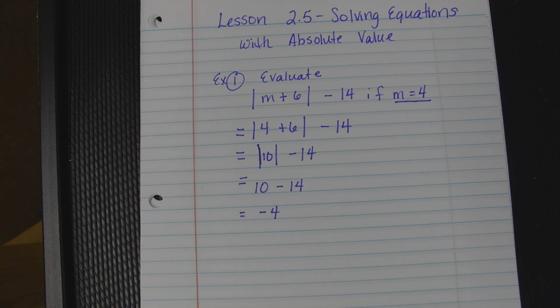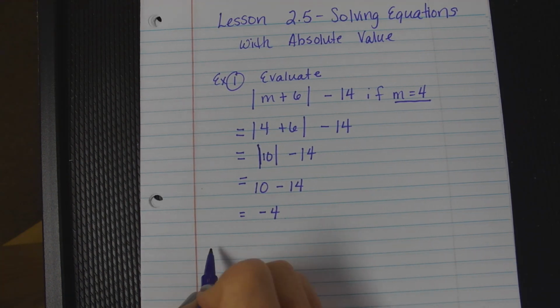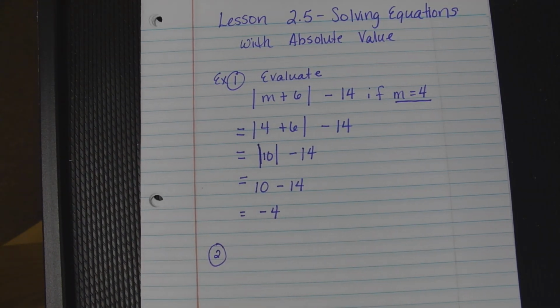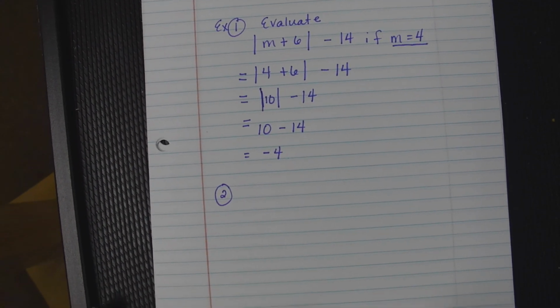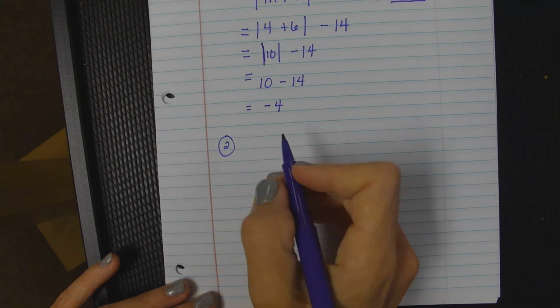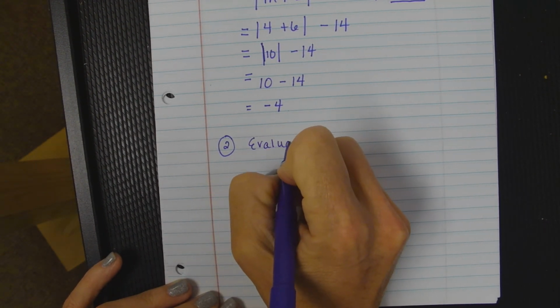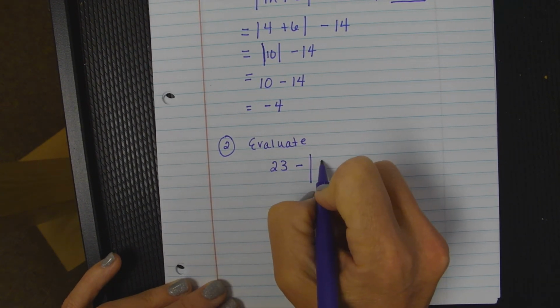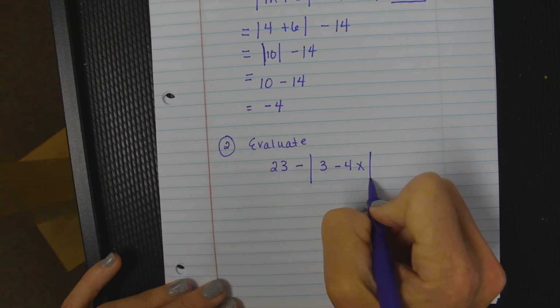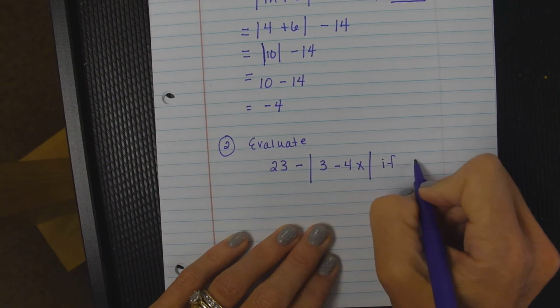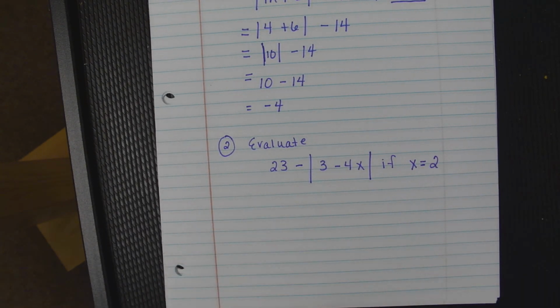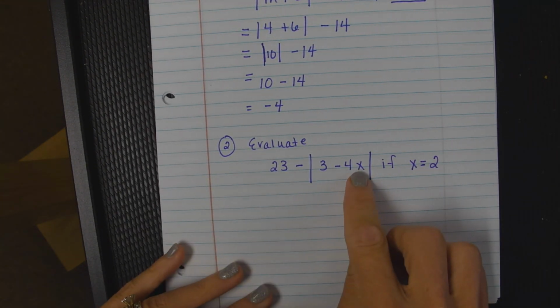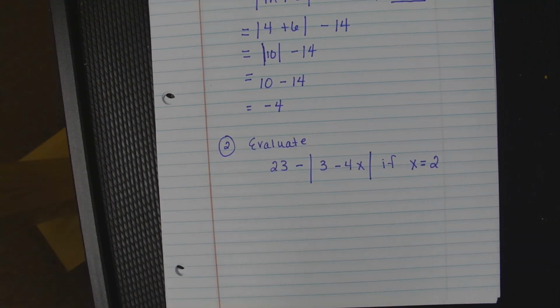It's not very hard, is it? That's the main section. All right, let's do one more. Number 2, evaluate. 23 minus the absolute value of 3 minus 4x, close absolute value, if x is equal to positive 2. Try that one by yourself. You're going to take x out and put 2 in. Keep in mind, anything that comes out of the absolute value is positive.